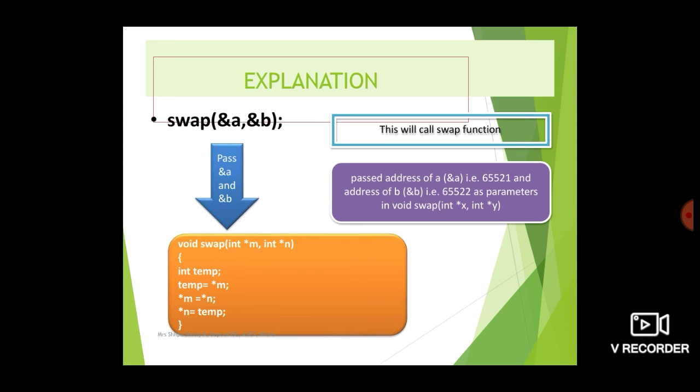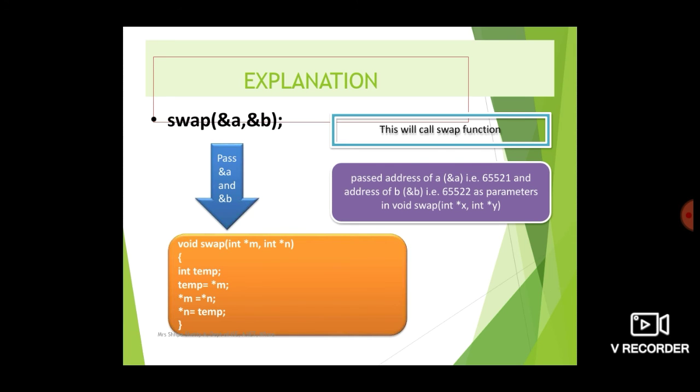When we call the swap function, we are passing the address of a and the address of b. So the swap function is called. The address of A is nothing but 65521. Similarly, the address of B is 65522. So these will be passed. Please note that these are dummy addresses that I am using. So we will pass these two values.